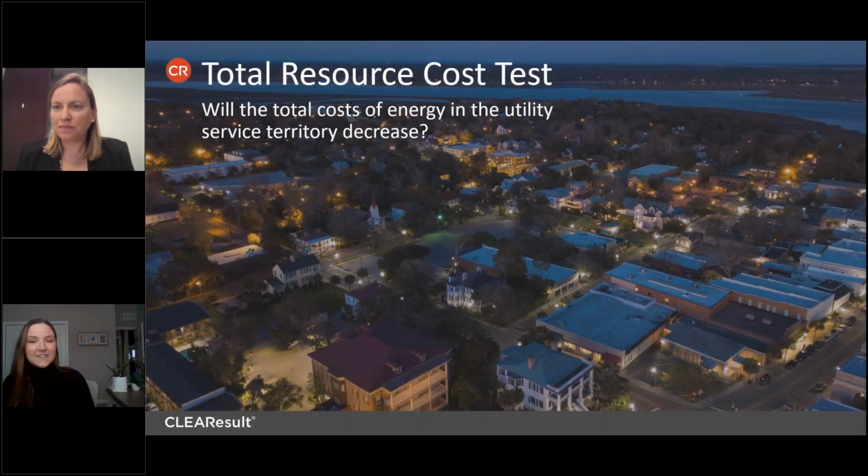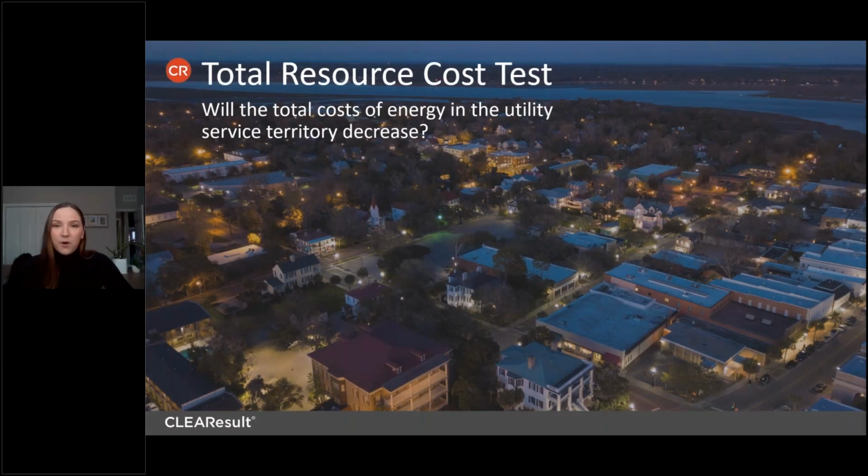Thanks, Rebecca. Yeah, so we're going to jump in and do a little bit more of a deep dive now. So starting with the total resource cost test. Like Rebecca said, this is probably our most common test. It's the most common test we're going to see used across the United States. And that's for a number of reasons that we'll get into in just a second. But what's the question we're trying to answer with this test? We're looking at, will the total cost of energy in the utility service territory decrease as a result of the energy efficiency programs?